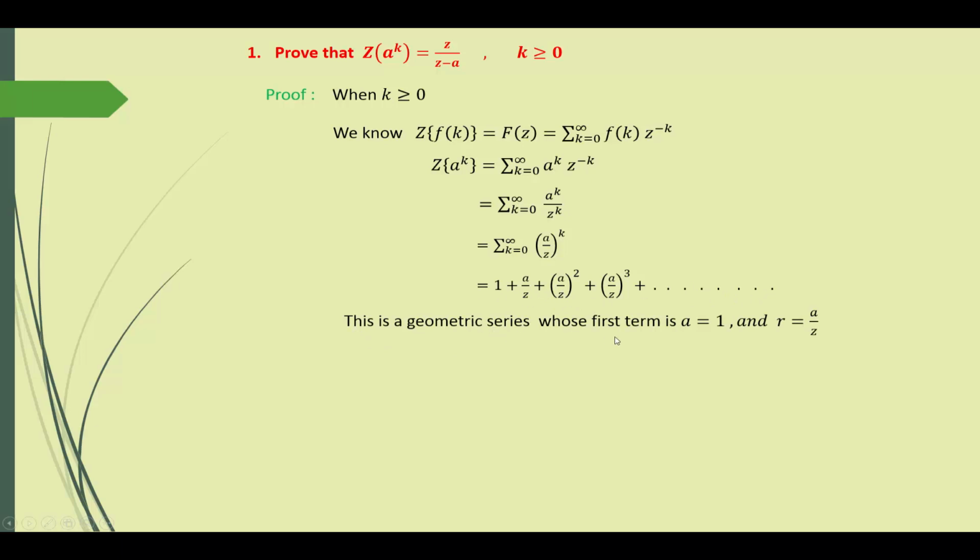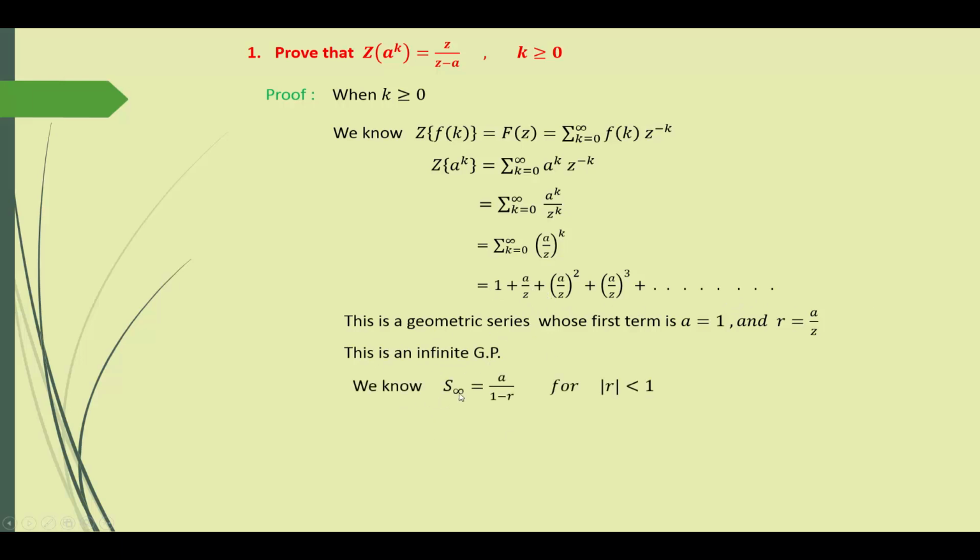This is a geometric series whose first term a is equal to 1 and common ratio r is equal to, common ratio means second term divided by first term, a upon z upon 1, which means a upon z. First term is 1, common ratio is a upon z. This is a geometric series and this is the sum to infinity. This is an infinite GP, sum to infinity.